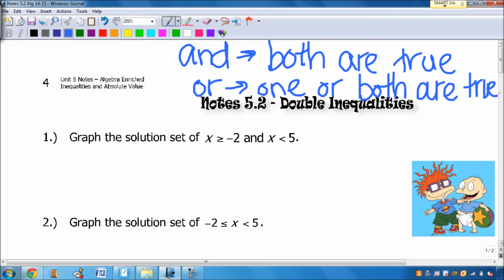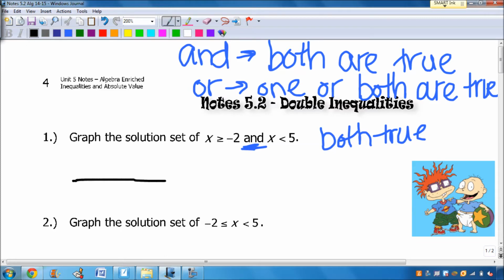So let's look at question number 1. Graph the solution set of x is greater than or equal to -2 and x is less than 5. So this means that both have to be true. So we have to find a number that is bigger than -2 and less than 5. Hopefully you can think of a number that would be bigger than -2 and less than 5. Think of a number and write it down. We'll talk about that number that you thought of in a minute.